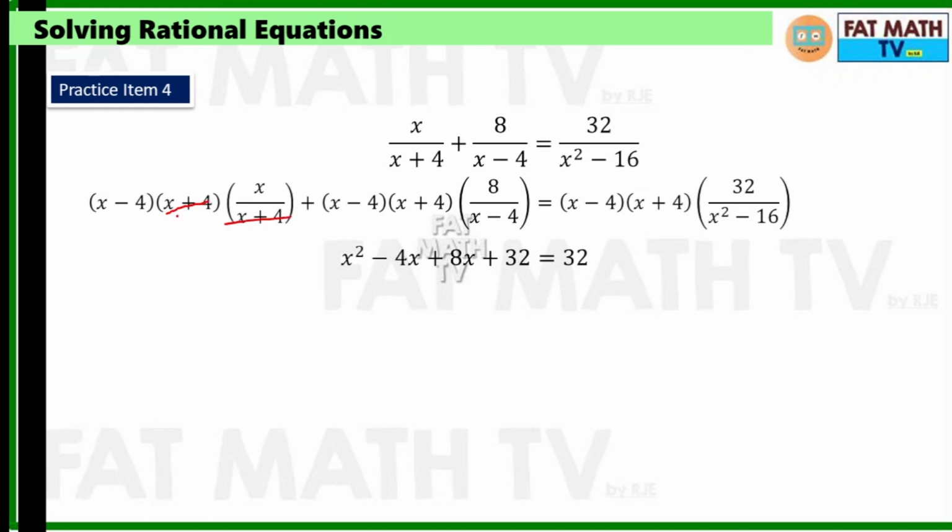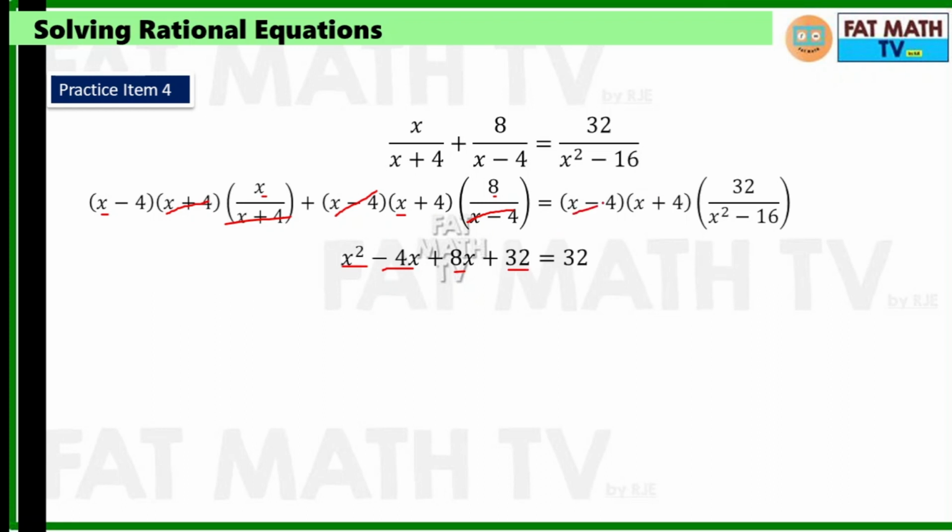And x plus 4, you will have x times x, that is x squared. Negative 4 times x, that's negative 4x. And here you can cancel x minus 4. And then x times 8, that's 8x. And then 4 times 8, that's 32.